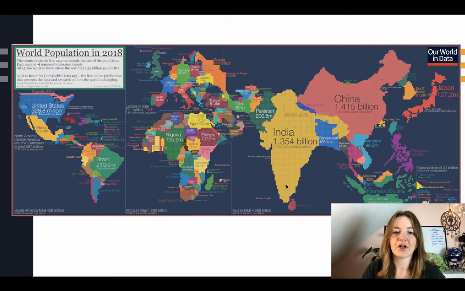So again, another cartogram showing the world population. We can see some countries are tiny, tiny. India is disproportionately huge. China is huge. Japan is much larger than it would look like otherwise. Canada looks tiny. The US looks pretty similar to what it should be. Brazil looks pretty similar to what it should be.